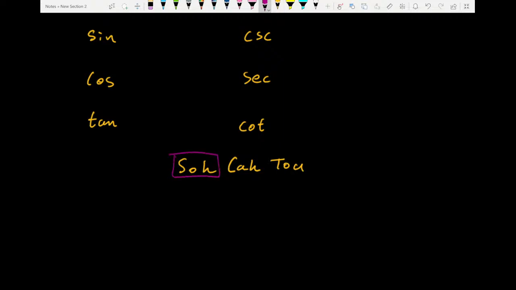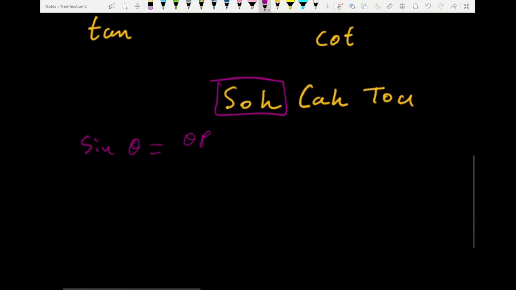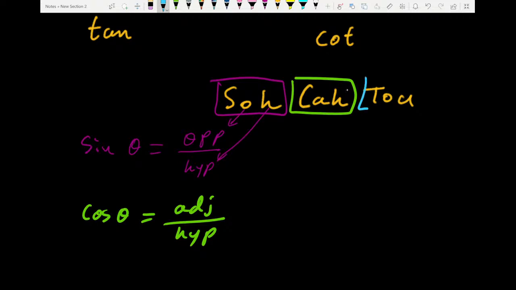That's S: sine of theta equals opposite over hypotenuse. That's the O. K is the cosine of theta equals adjacent over hypotenuse, and tangent of theta equals opposite over adjacent.